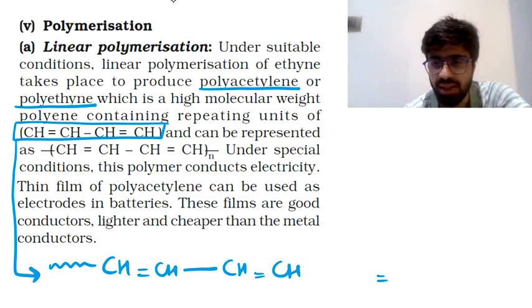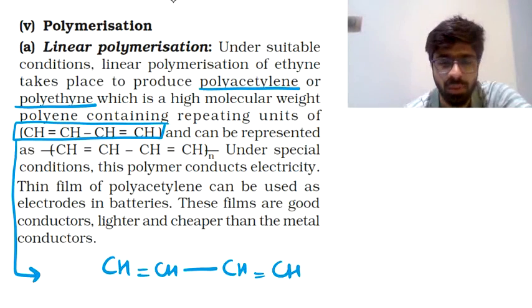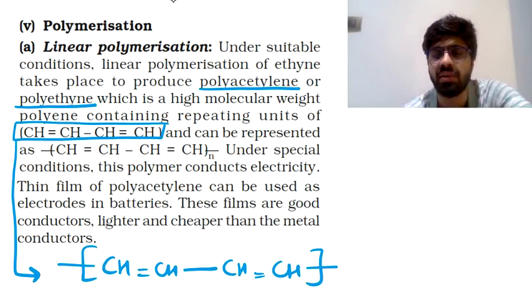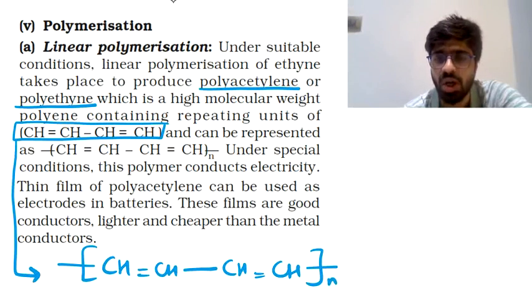So you can write the entire structure in this manner, that is, this basic repeating unit, and when you just repeat it n number of times or a large number of times, you get the final polymer, which is polyethylene. And that is why they have said that this part is the repeating unit of that polymer, which we call polyethylene.